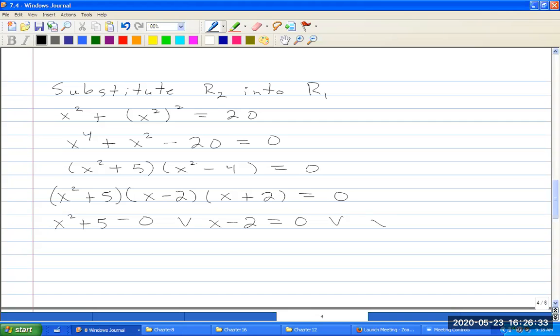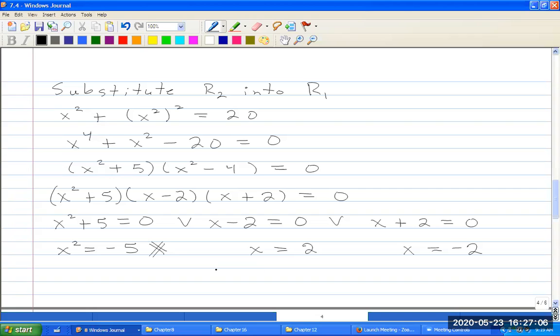Since this is an integral domain, we can use the zero factor property. Subtract 5 from both sides. Add 2 to both sides. Subtract 2 from both sides. Well, we can't have that x squared is equal to negative 5 if I'm only looking at real solutions.